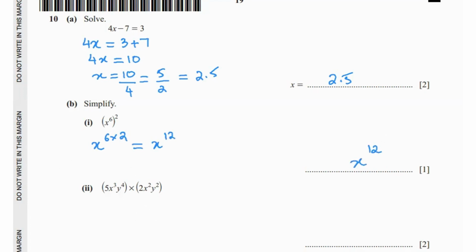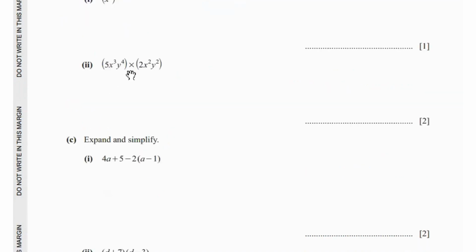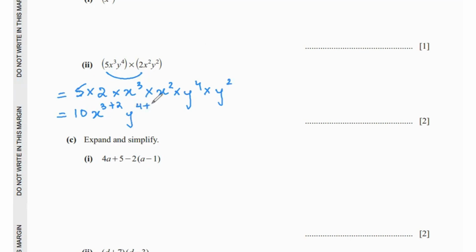Then in the next one, it says simplify 5x cubed y to the power 4 times 2x squared y squared. We multiply 5 and 2, 5 times 2. Then we combine the bases. So x cubed times x squared times y to the power 4 times y to the power of 2. So similar bases, you add the powers. So 10 times x to the power of 3 plus 2 and y to the power of 4 plus 2, which simplifies to 10 x to the power of 5 and y to the power of 6.